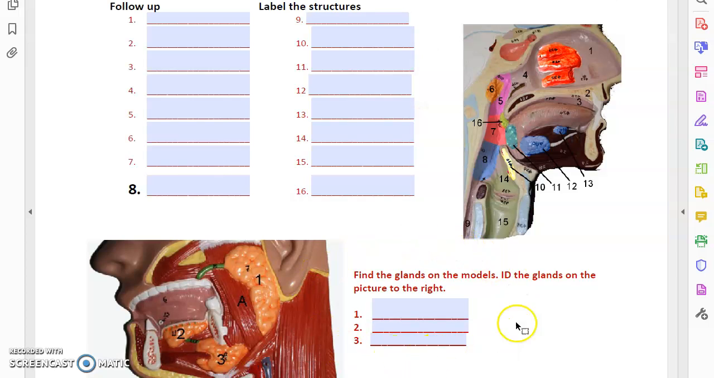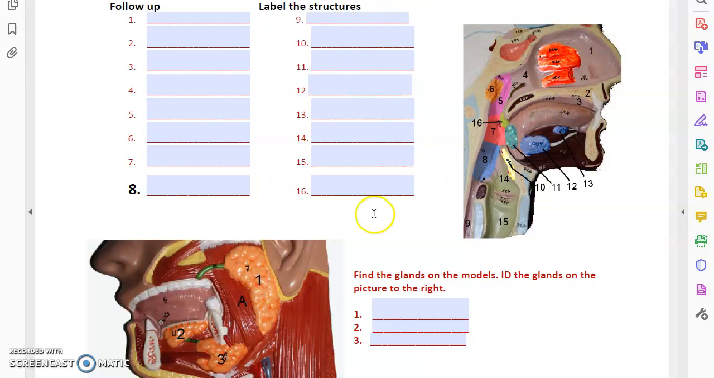On these pictures, you got the salivary glands right here. This gland is the sublingual gland. This gland is the submandibular gland. Some of you swapped those up. This is the lingual tonsil. This is the palatine tonsil, and this is the pharyngeal or adenoid tonsil.